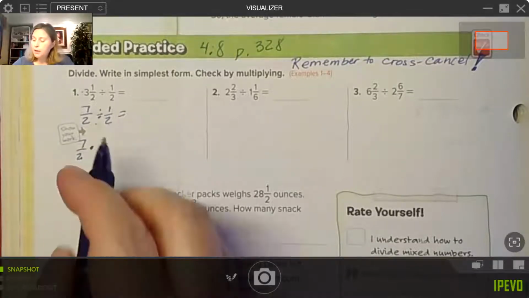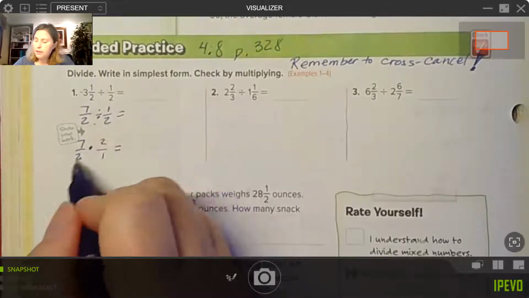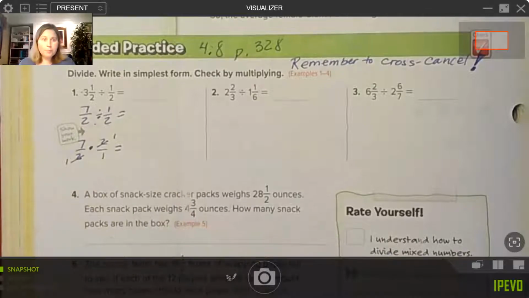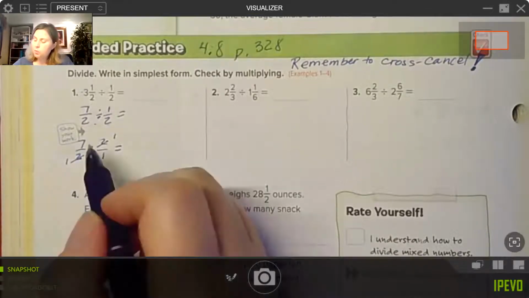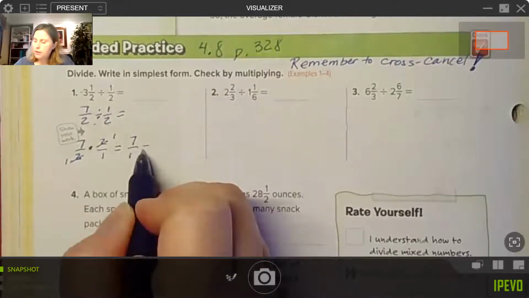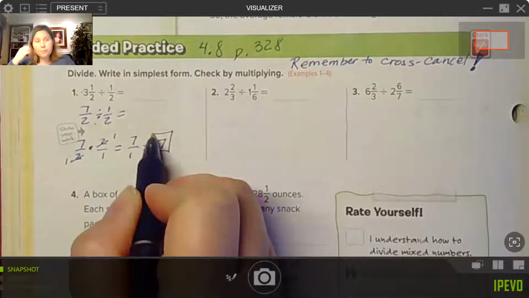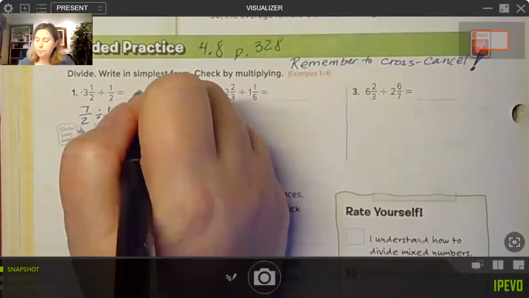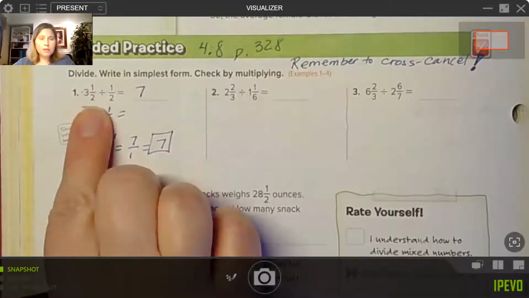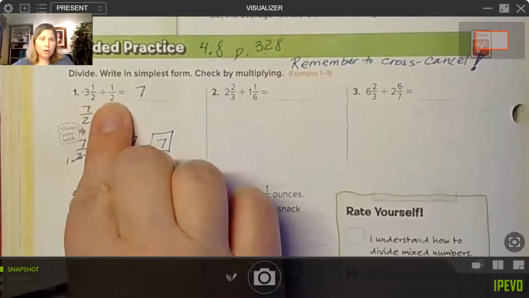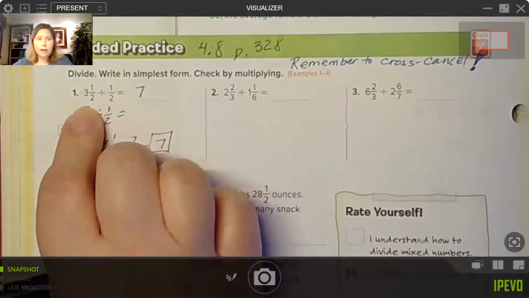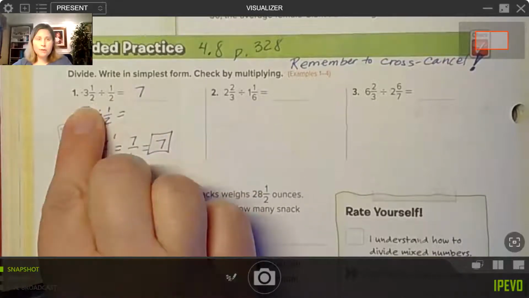All right, and then we'll go ahead and cross cancel here. 2 and 2 are both divisible by 2, and they become 1. Okay, and then 7 times 1, numerator times numerator is 7, denominator times denominator is 1. 7 over 1 is 7. So our answer is 7. And that should make sense, because if you think 3 1/2 hours divided by half hours, how many half hours are there in 3 1/2 hours? Well, the 3 whole hours each have 2 halves, so that's 6. And there's the other half, so that's 7.